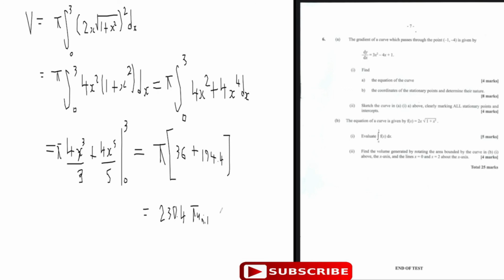Nice. Now, the only issue is that some people like to express it as a fraction. So some people might want to write it as 1152 over 5 pi. If you write it like that, that's totally fine. If you want to write it like that, 1152 pi over 5 units cubed, that's no problem.